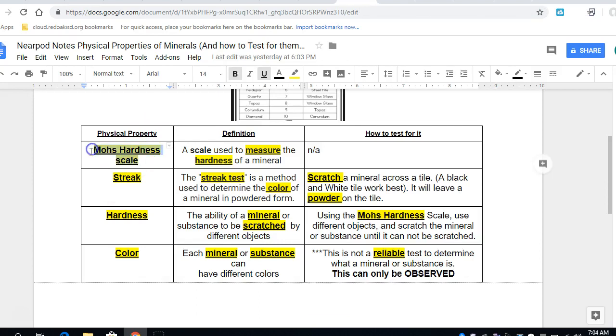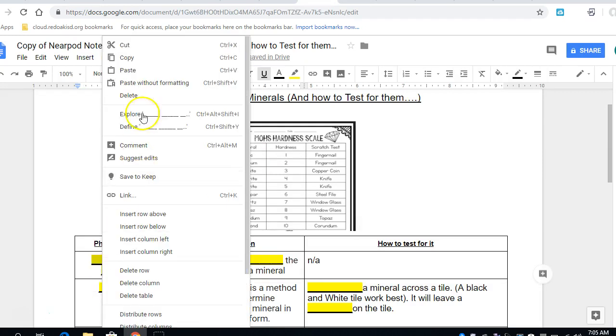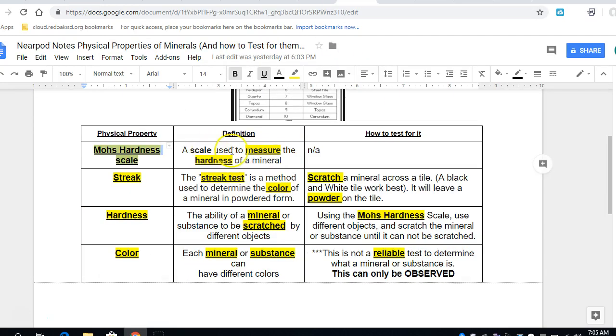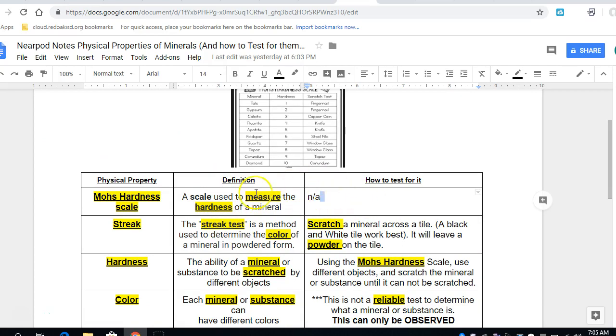The Mohs hardness scale is the first word that you're going to put in this blank. It is a scale that is used to measure the hardness of a mineral. That is the definition. Obviously, we don't test for the Mohs hardness scale. This is a vocabulary word that we need to know, but there's no way to test for that. It's just a scale that was developed by smarter people than me a long time ago.